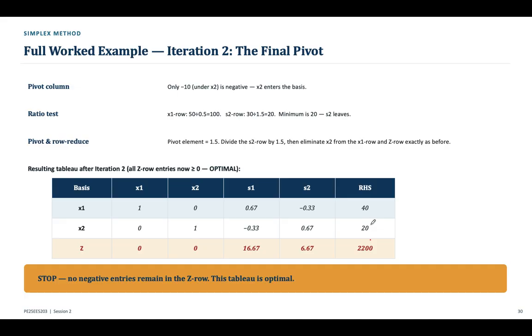This is a very important moment. The graphical method and simplex method are not unrelated procedures. The graphical method showed us that the optimum is at corner 40 comma 20, so simplex reached that same corner algebraically by changing the basis twice. The new right hand side of the z row is 2200, which is the profit at x1 equal to 40 and x2 equal to 20. So the two pivots have moved us from the origin to the first useful corner and then to the optimum corner. This is the algebraic version of the graphical journey.